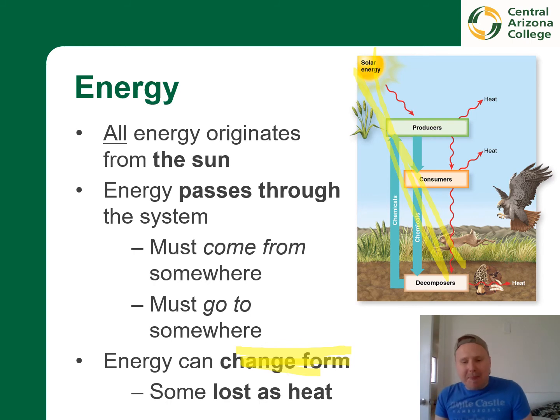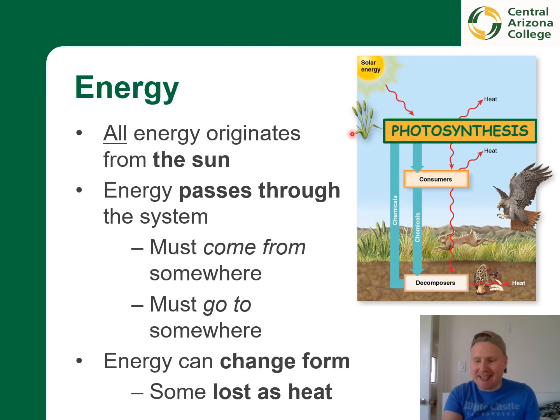Let's have a look at that. So here we have solar energy over here, and it gets converted into chemical energy by plants. So this is through photosynthesis, where plants make sugars. And sugars are these chemical molecules that store energy.